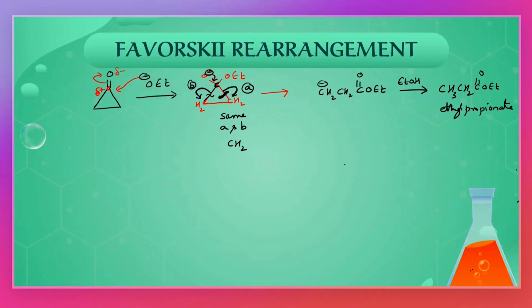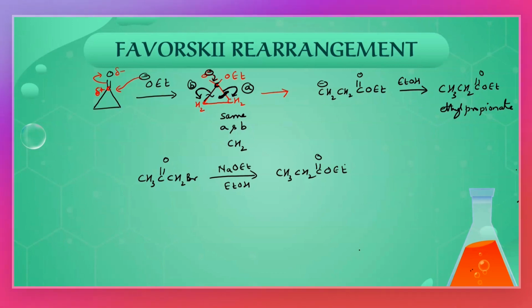So what we have seen here is the conversion of alpha haloketone in presence of sodium ethoxide and ethanol to give you the ester with complete change in the carbon skeleton. That is why it is known as rearrangement.